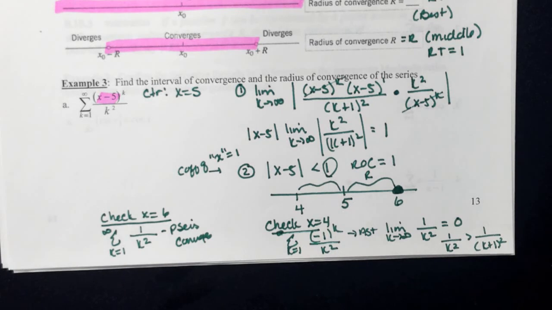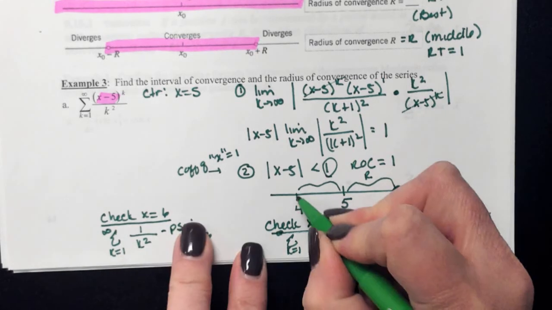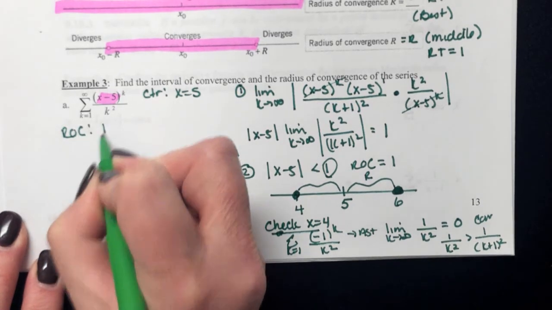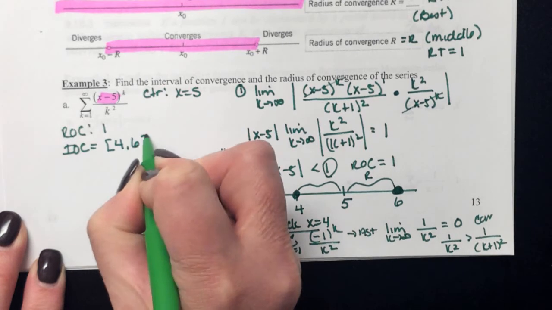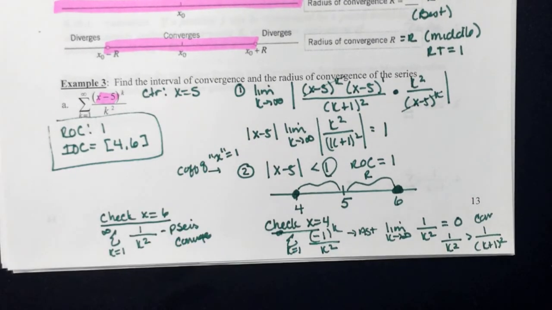So what's happening at x equals 4? Is it going to be included or not included? Included, so it's going to converge. So then my radius of convergence is 1. My interval of convergence is equal to [4, 6]. So like I said, the process is the same that we just did for the Maclaurin. It's just recognizing that it's a Taylor over Maclaurin. The center is not just at 0.